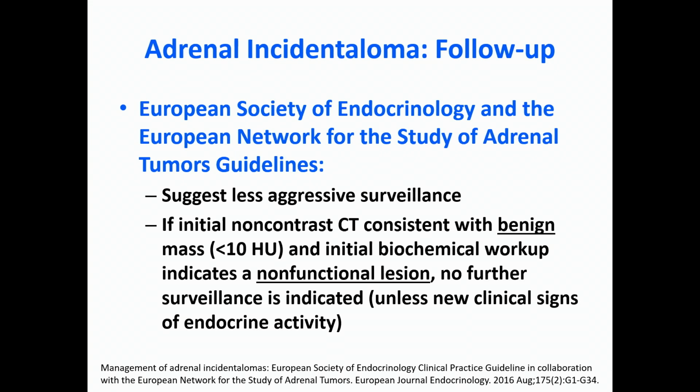They say that if the non-contrast CT is consistent with a benign mass, so it looks like an adenoma at less than 10 Hounsfield units, and the biochemical workup suggests that this is a non-functional lesion, additional surveillance is not needed unless there are new clinical signs of endocrine activity. So they have a different approach to the follow-up of adrenal incidentalomas.